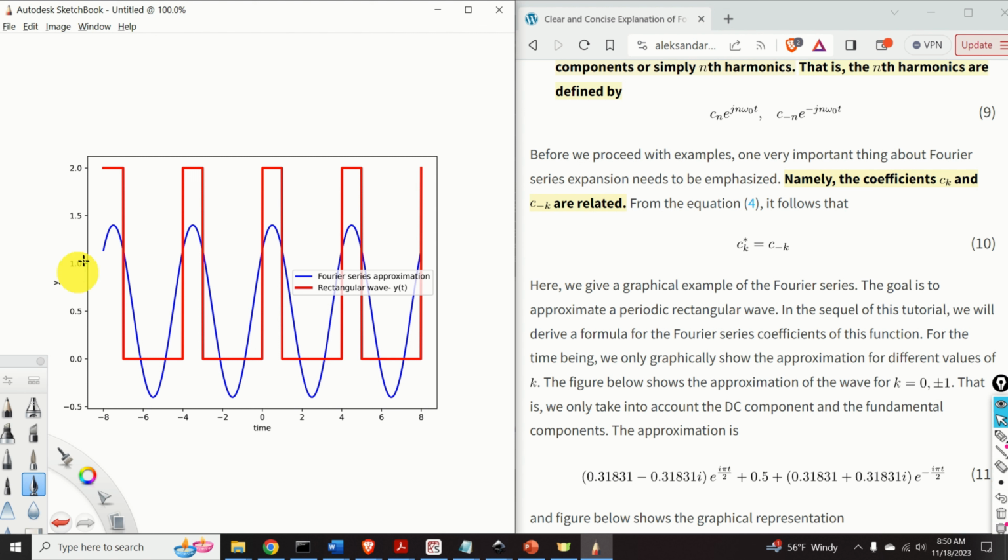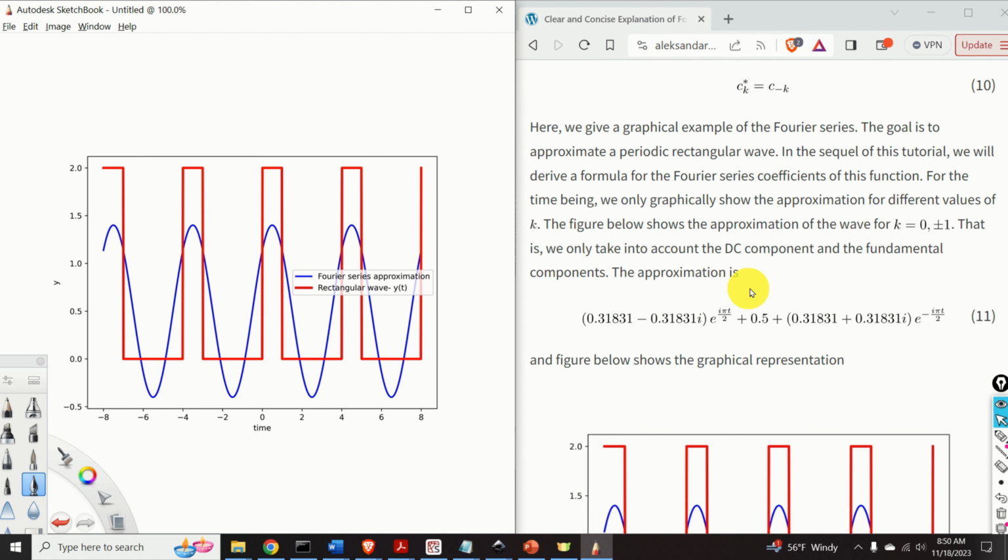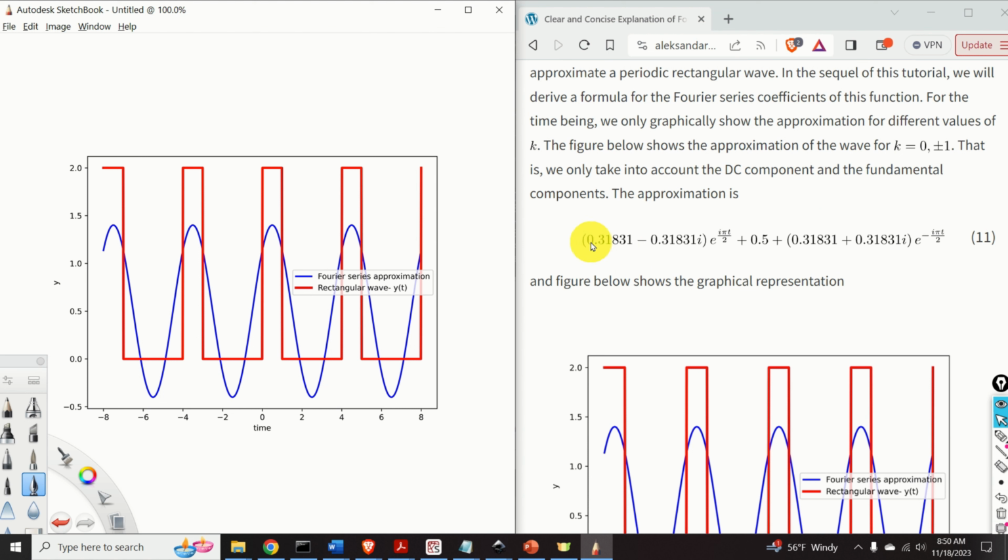This figure shows the approximation of the wave for k equal to 0, and in addition k equal to plus minus 1. That is, we only take into account the DC component and the fundamental components or the fundamental harmonics or first harmonics. The approximation is given over here. This term and this term are the first harmonics, and 0.5 is the DC component. Once we expand this expression, we will obtain this function.